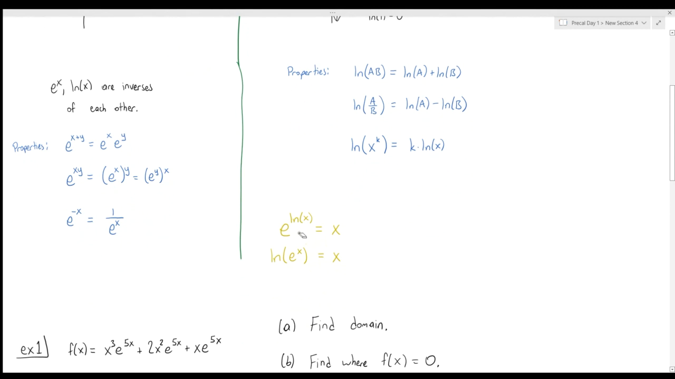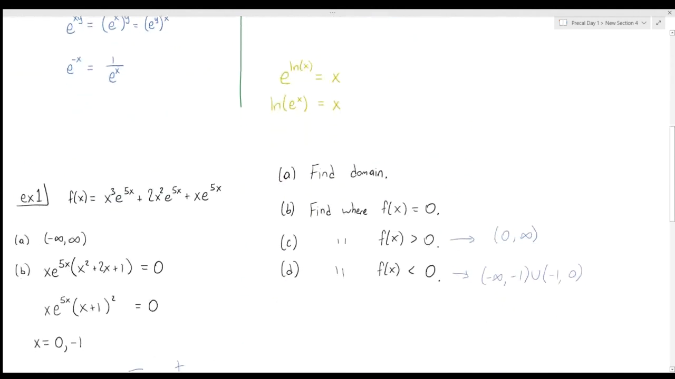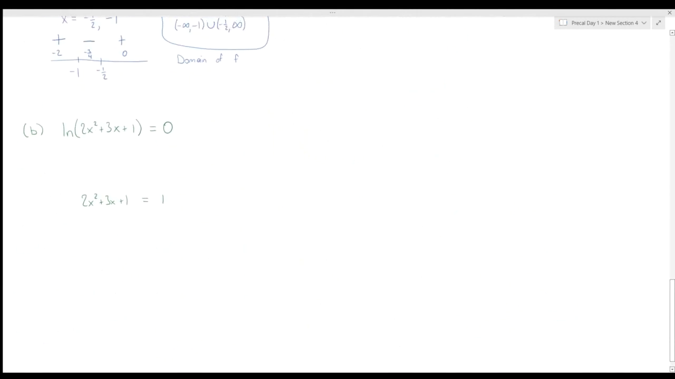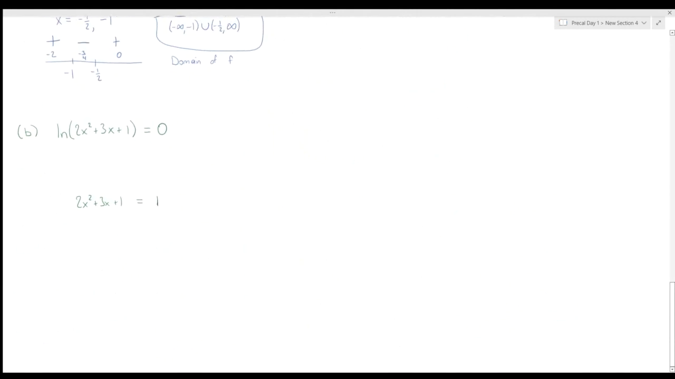So if you want to get rid of a natural log, you need to apply an exponential to it. Or to get rid of an exponential, you can apply a natural log to it, okay? So another way you could have thought about this here is, to get rid of the natural log, we could exponentiate both sides of the equation.